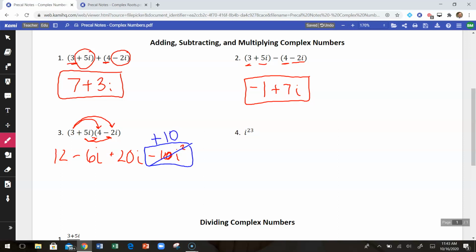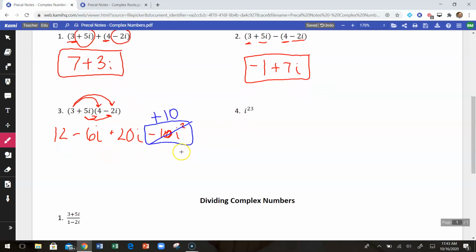So anytime you have an i squared, you want to make sure that you make that substitution and that you simplify that term. Okay, so you should never be left with an i squared in your final answer. You want to make sure you change that so that we get plus 10 instead of minus 10i squared.